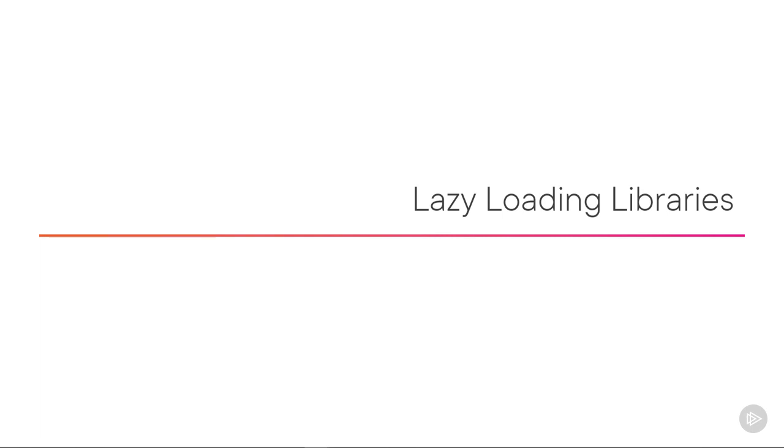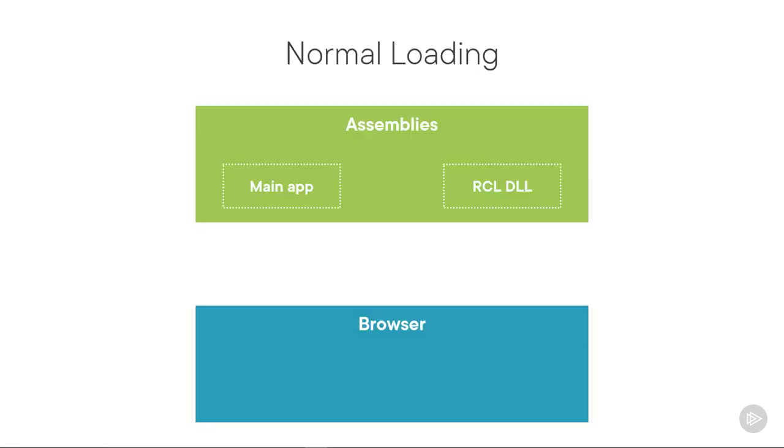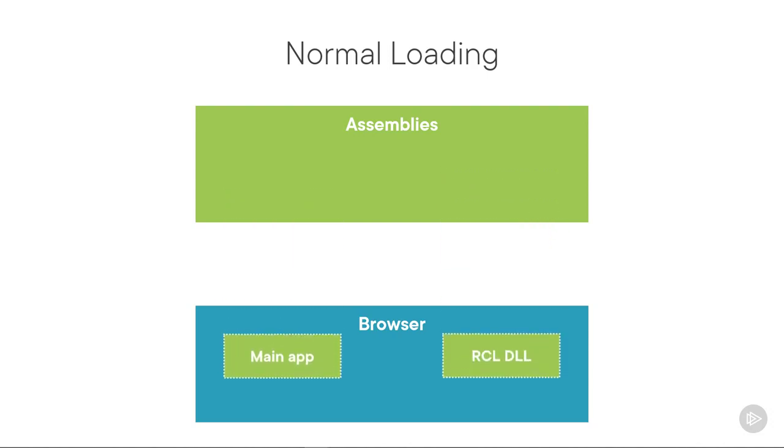In the last part of this module, we are going to learn about lazy loading of libraries, like the one we have created in the previous part. By default, our application and any other libraries, like the Razor class library we created as a separate assembly in the previous demo, are all downloaded when the application launches. So for us, that means that the main application DLL as well as the Razor class library DLL are downloaded.